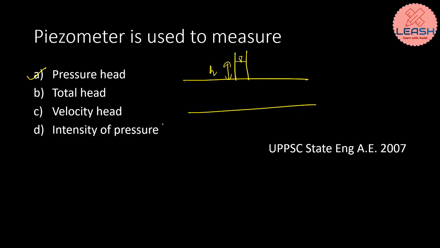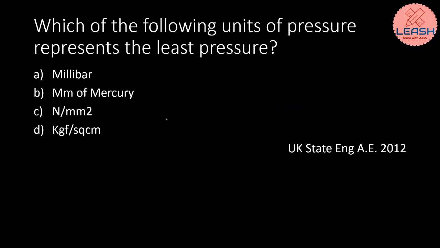Now moving on to the next question. Which of the following units of pressure represents the least pressure? This question has been asked several times in SSC also. So these are four units. Question is, which of these represents the least pressure?